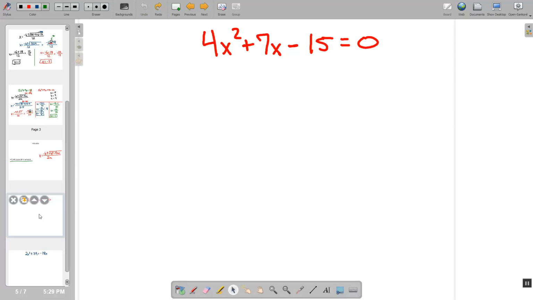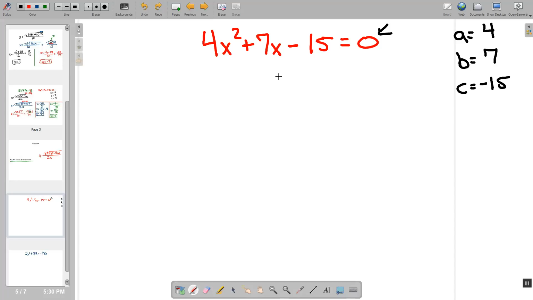Our first example is the polynomial 4x squared plus 7x minus 15 is equal to 0. Since we're equal to 0 already, we do not have to do any simplifying. We can just start by finding the a, the b, and the c values. Our a value is 4 because it is with the x squared. Our b value is 7 because it's with the x. And our c value is negative 15 because it is the value that is by itself with no variable at all.